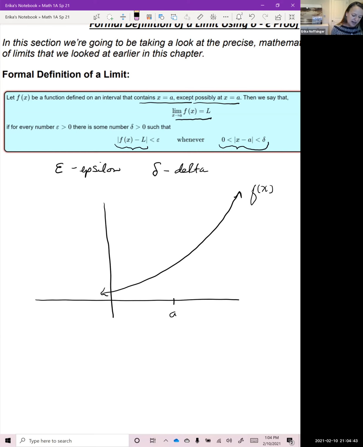And then we say that the limit as x approaches a, just like we were doing before, as we're getting closer and closer to x equals a on the left and the right, this would be where our f of x value is. Which if we plug in a in there, this would equal L. So this is actually f of a.